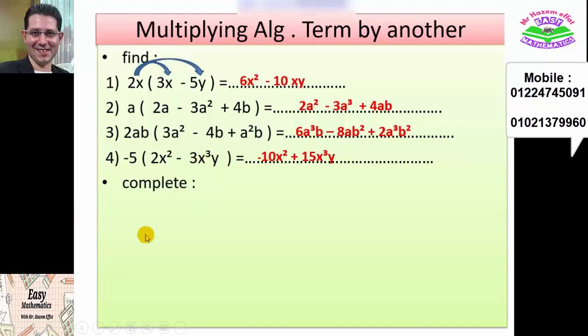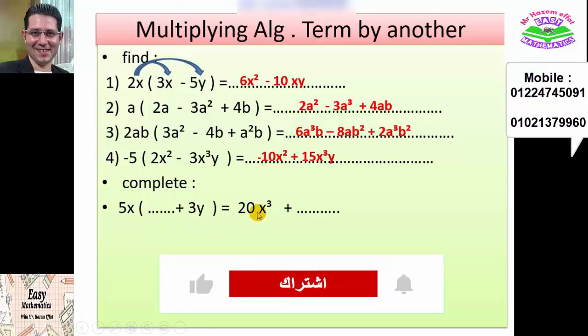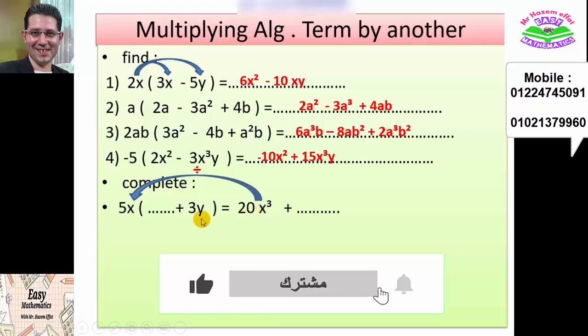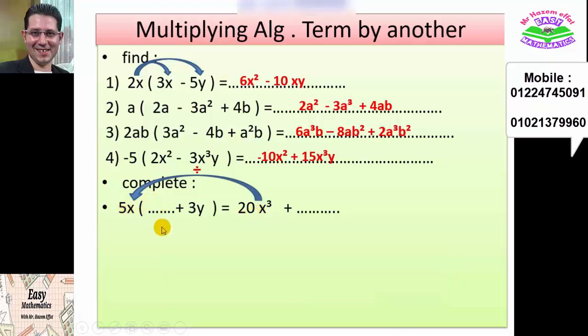Here, complete. He gave me here 5x multiply open brackets, missing algebraic term here plus 3y equal 20x power 3 plus missing here. How to find this missing algebraic term? We know we multiply 5x by this term to find 20x power 3. Because we haven't here this term, we can use the opposite. I mean we divide 20x power 3 by 5x to find this missing term. It will be 20 divided by 5, it will be equal 4.